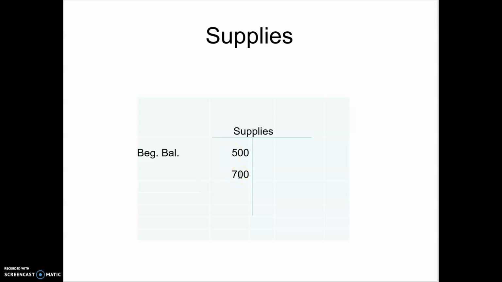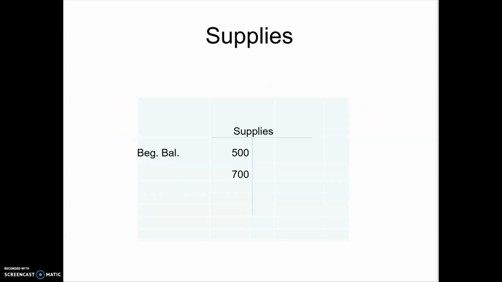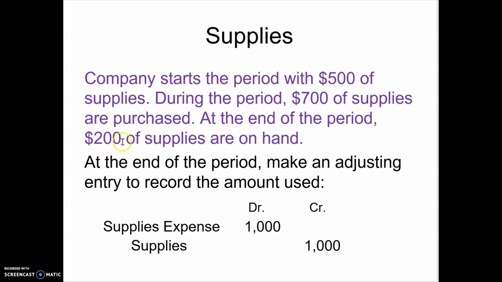700 was purchased, so our unadjusted balance of supplies would be 1,200. That would have been our balance when we were doing our trial balance. At the end of the period, there's 200 of supplies on hand. So at one point in time, we had 1,200. Now when we count it up, we've got 200. That means we've used 1,000 in supplies.